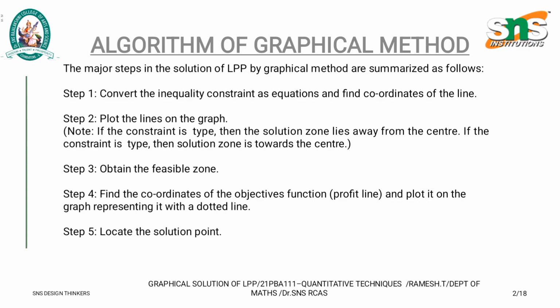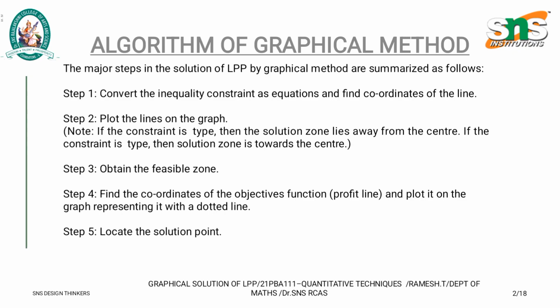Step 1. Convert the inequality constraints into equations and find the coordinates of the lines. Step 2. Plot the lines on the graph. If the constraint is of less than or equal to type, the solution zone lies towards the center. If the constraint is of greater than or equal to type, the solution zone lies away from the center.